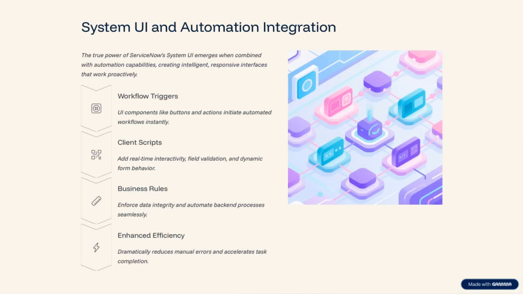Now, let's look at how our system dramatically reduces manual errors and accelerates task completion. By automating routine processes, we not only improve accuracy, but also free up time for more strategic work. This ties directly into our goal of enhanced efficiency, enforcing data integrity and automating back-end processes seamlessly. Next, we have business rules. These are essential for adding real-time interactivity, like validating fields as users input data, or creating dynamic forms that adjust based on user actions. This ensures a smoother user experience and more reliable data collection.